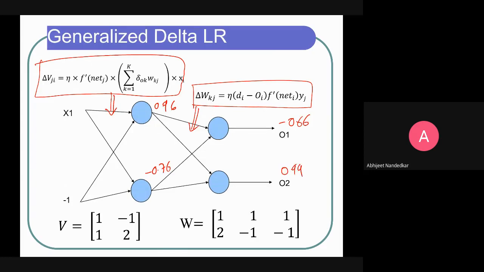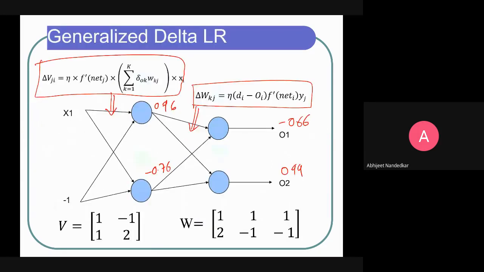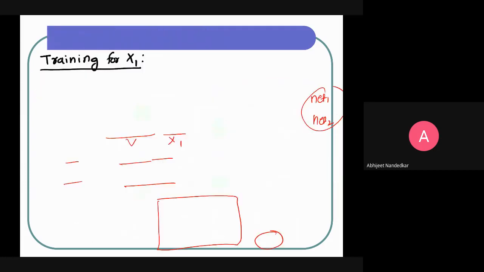But what is expected here? It is -1 and +1. So I want here +1 and -1, but what I am obtaining is this value. So this network is not trained for X1. So I need to change the weights.